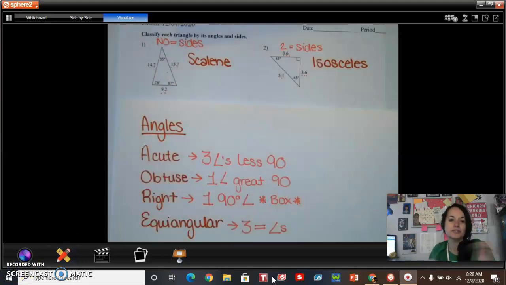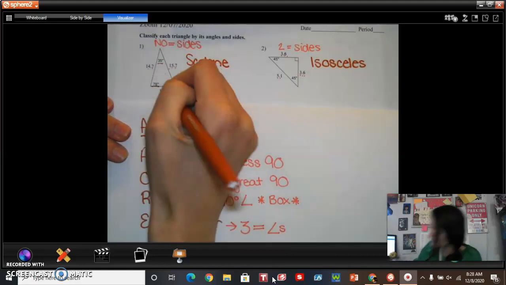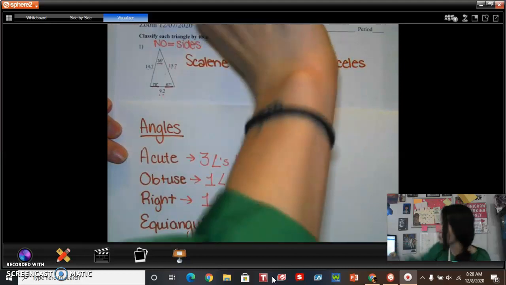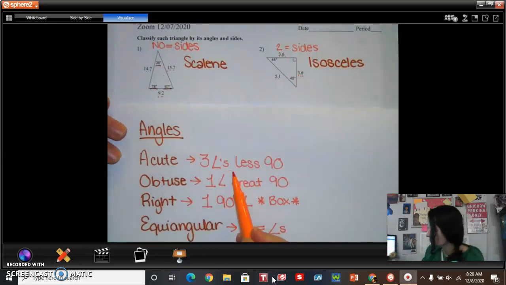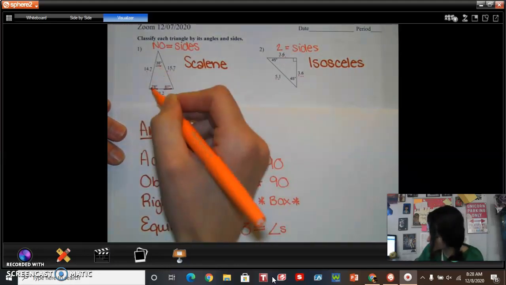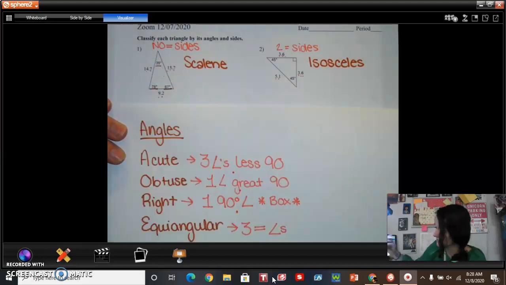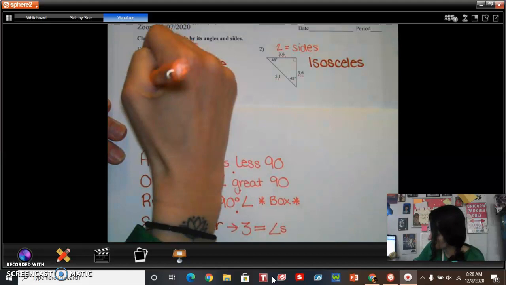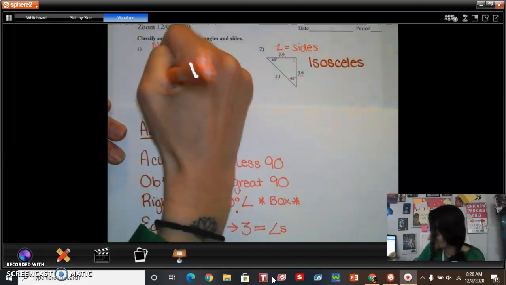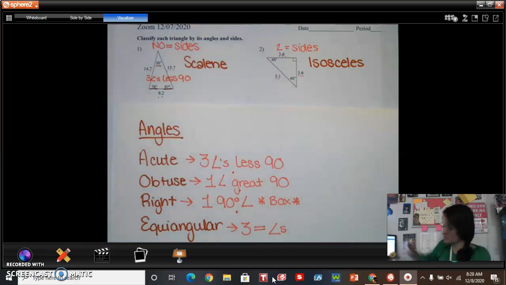Okay, so when we look at number 1 here, we're looking at the angle measures. I notice I have a 35, a 78, and a 67. So I want to see, are all 3 of them less than 90? Is one of them greater than 90? Is one of them equal to 90? Are they equal? Well, I know they're not equal. None of them are 90. None of them are greater than 90. But they all are less than 90 degrees. Okay? So you would say 3 angles less than 90. So that means our classification here would be acute.